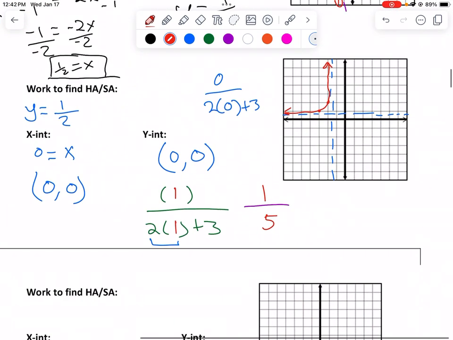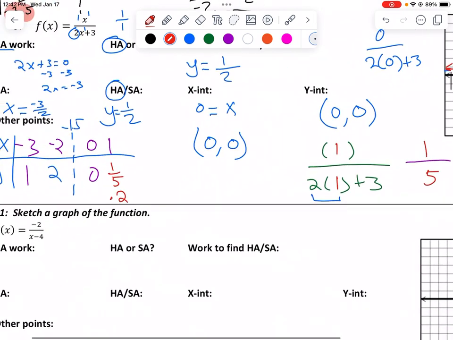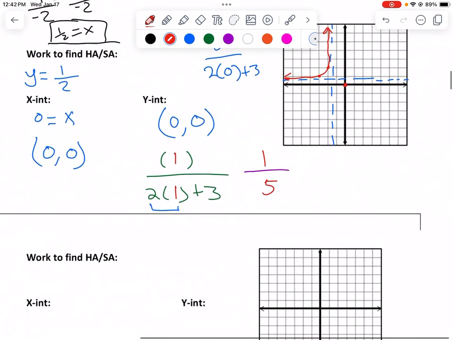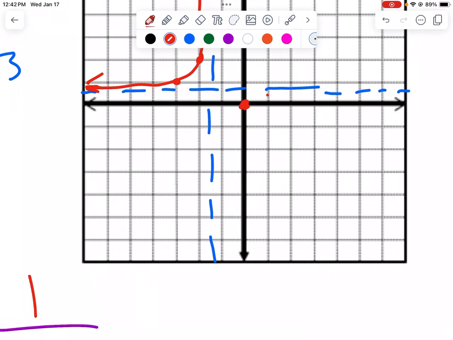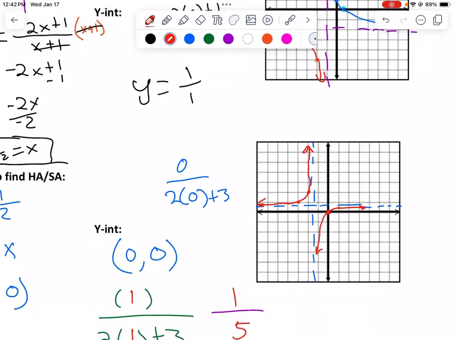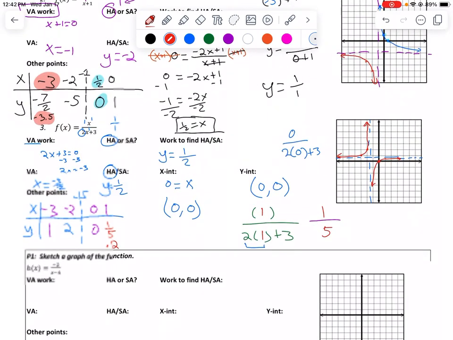Okay, 0, 0 is here. And 1 and then 0.2. So if I go 1 and then 0.2, it's closer here. And look what's happening. Okay, so that would go there and do that thing. So I get those across from each other. So those are with horizontal asymptotes.